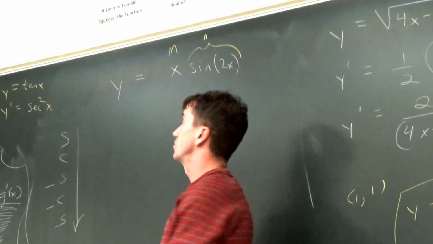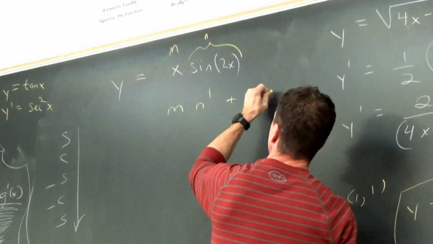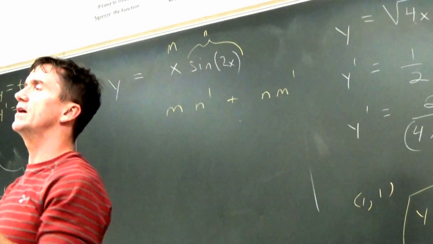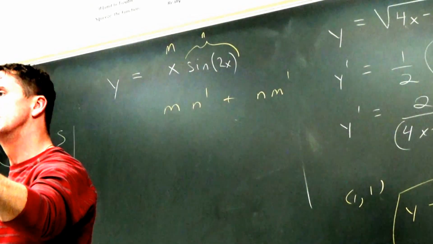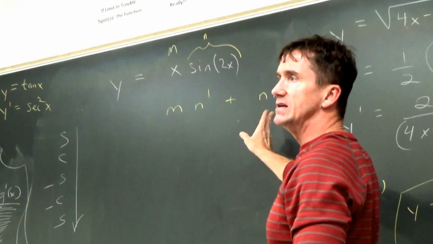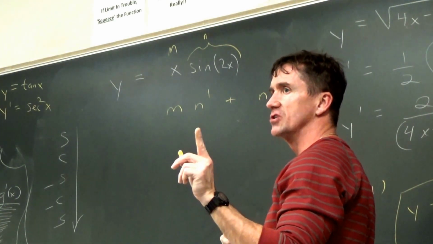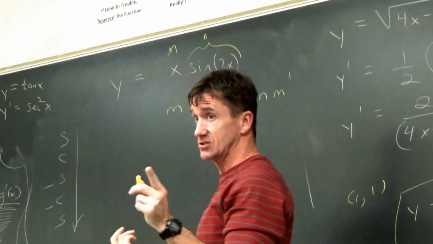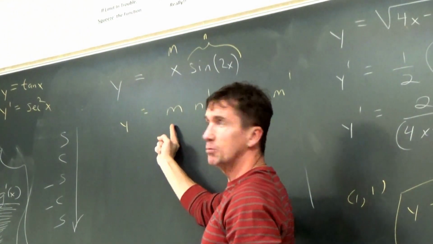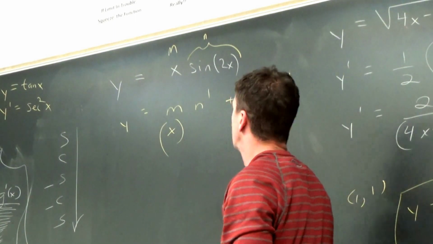So here we go. Product rule: m times n prime plus n times m prime. If you hate m and n, you can use f and g. Some of you say first times the derivative of the second plus second times the derivative of the first. Three of these are going to be real easy. Let's start with m. What is m? X. That's easy. And m prime.